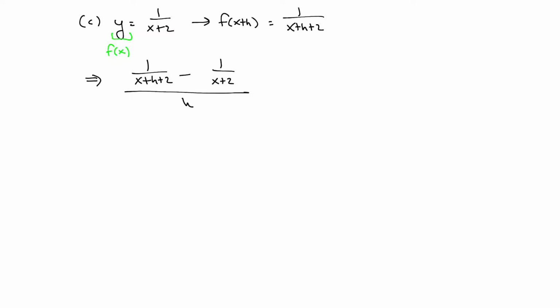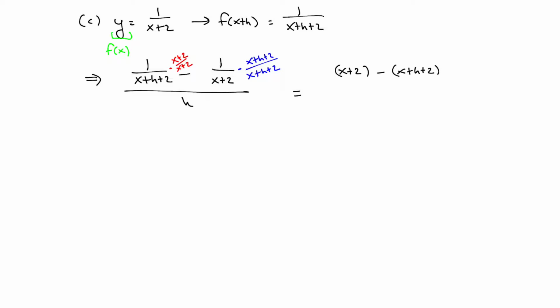Looking at this thing, the only thing I can really see is to simplify the big numerator by finding a common denominator within this little thing. So what I mean there is we're going to multiply this by x plus 2 over x plus 2, and we're going to multiply this by x plus h plus 2 over x plus h plus 2. So that'll be x plus 2 minus, in parentheses, x plus h plus 2, all over x plus 2 times x plus h plus 2, and this is where the big bar is, all over h.